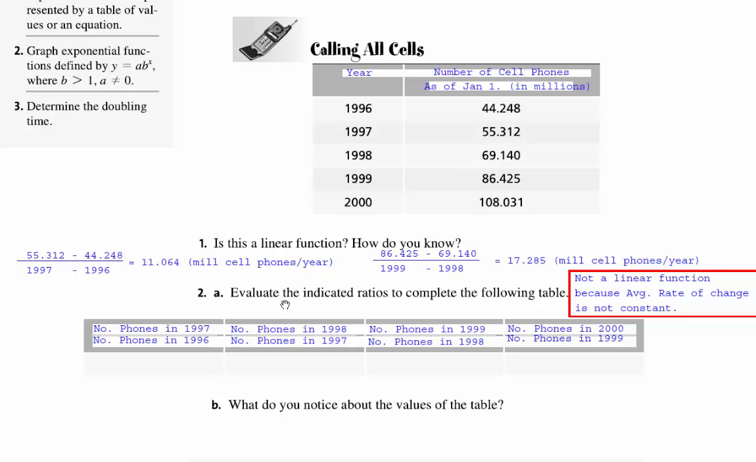Next, we're asked to evaluate the indicated ratios to complete the following table. So ratio just means division. When you look at 1997, the number of phones in 97 and the number of phones in 96, if we divide these two numbers, that gives us a ratio. After I complete the successive ratios, I notice that I get 1.25 as my answer each time. Question B says, what do you notice about the values of the table? My answer would be the values are the same, or the values remain constant.